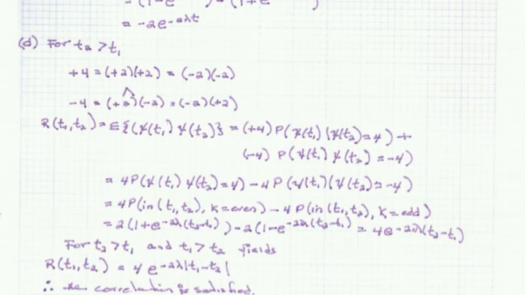Now, although we can pursue the statistical property and look at T2 being greater than T1 and T1 equal to T2, they both yield the same autocorrelation, which is 4e to the minus 2 lambda times the absolute value, and here's where they would both apply, using the absolute value for the interval. Therefore, the corresponding requirement is satisfied.